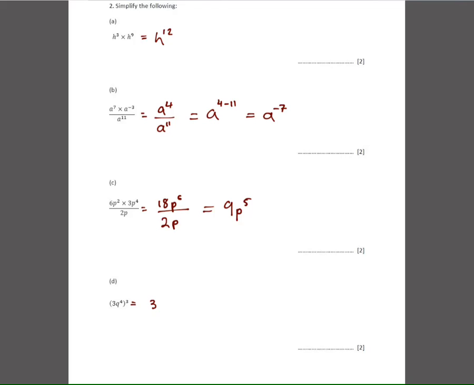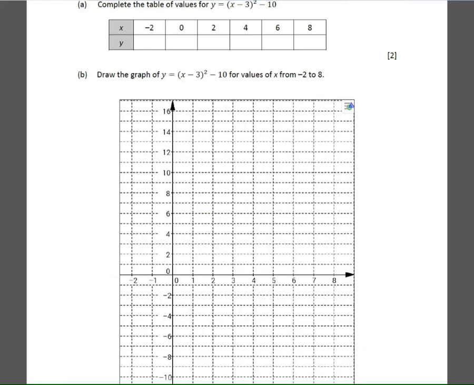Part D. Okay, so 3q to the 4 cubed literally means 3q to the 4 times 3q to the 4 times 3q to the 4. Okay, so 3 times 3 times 3 is 27. Q to the 4 times q to the 4 times q to the 4 is q to the 12. So that's the answer to this question here.